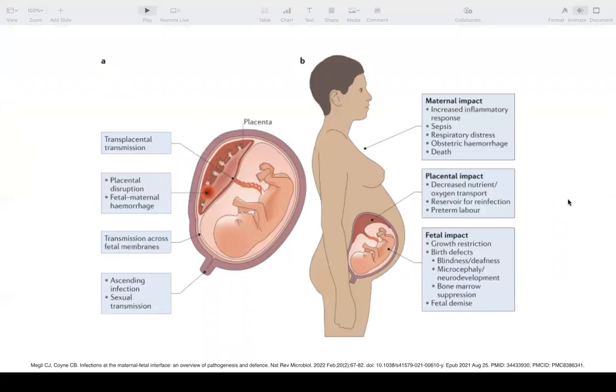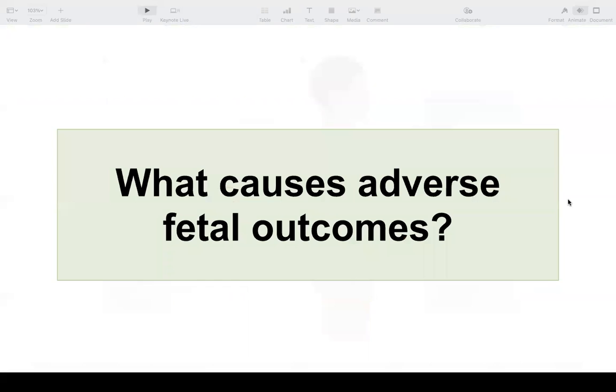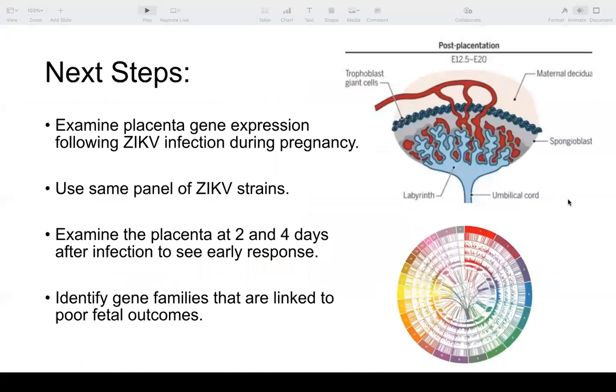In humans, there are many factors that can affect fetal outcome, and we examined a few of these in our mouse model. We found that there is no correlation between the rate of fetal resorption or size and the level of maternal illness, placenta infection, or fetal infection. So then why are we seeing these differences in adverse fetal outcomes between different Zika strains? We think that more subtle factors are causing this difference, so we designed an experiment that can better understand what's going on beneath the surface.